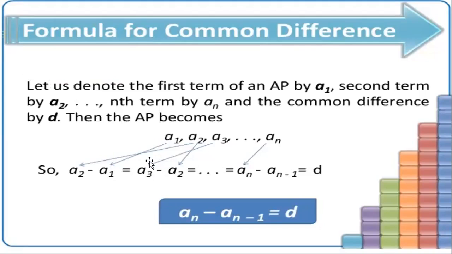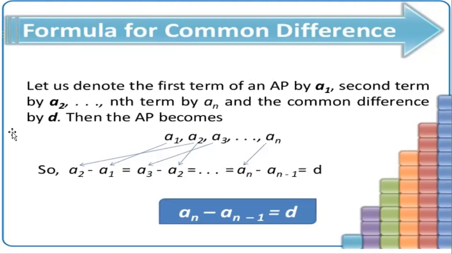Let us denote the first term of an AP by A1. So if the first term is A1, the second term is A2, the third term is A3, the fourth term is then A4. Likewise, what will the nth term be? Nth term is some random n term that is equal to an, and here we are going to discuss some important concept, that is common difference. What is a common difference?